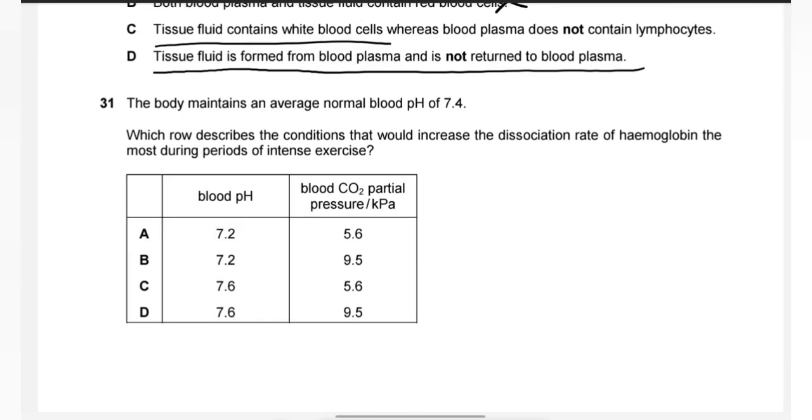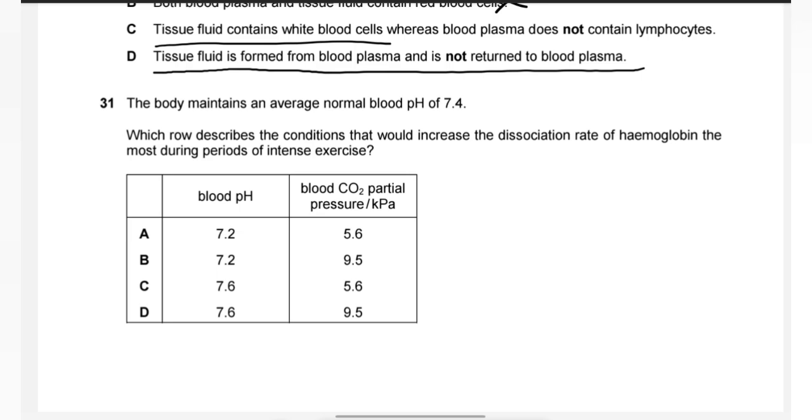31. The body maintains an average normal blood pH of 7.4. Which row describes the conditions that would increase the dissociation rate of hemoglobin the most during periods of intense exercise? So blood pH and blood carbon dioxide partial pressure. It's good to notice that we're dealing with sort of like factors that reduce hemoglobin affinity for oxygen.